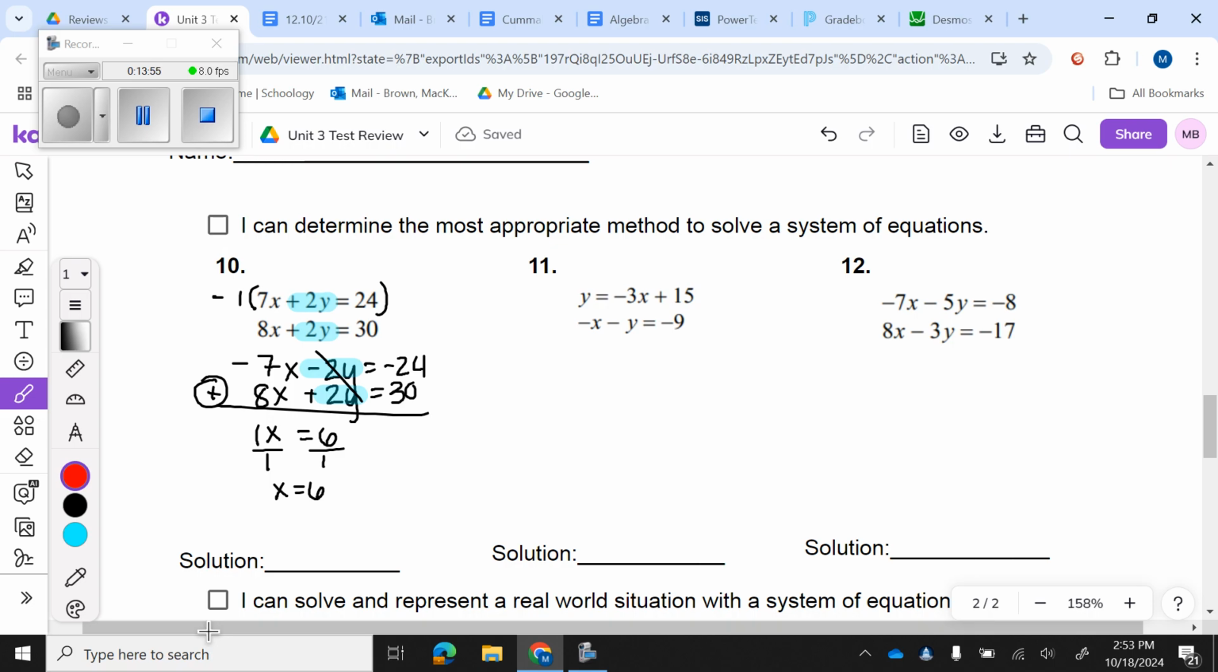So I'm going to rewrite my top equation. I'm going to have negative 7 instead of an x, parentheses 6, plus 2y equals 24. Okay? 7 times 6, that's 42, plus 2y equals 24. I'm going to subtract my 42 from both sides. And I'm going to get 2y equals negative 18. I'm going to divide both sides by a 2, and I'm going to get y equals negative 9.